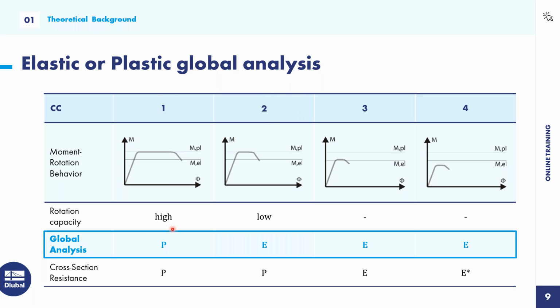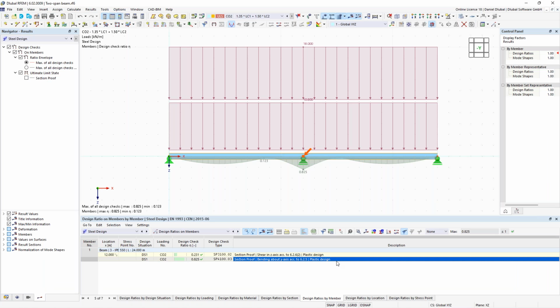Whenever you have the possibility to do this, then consider this different cross-section resistance. So plastic when you have cross-section classes 1 or 2. When you would like to perform your elastic design, so with elastic cross-section resistance for bending moment, for example, or shear resistance, then you can also change this.